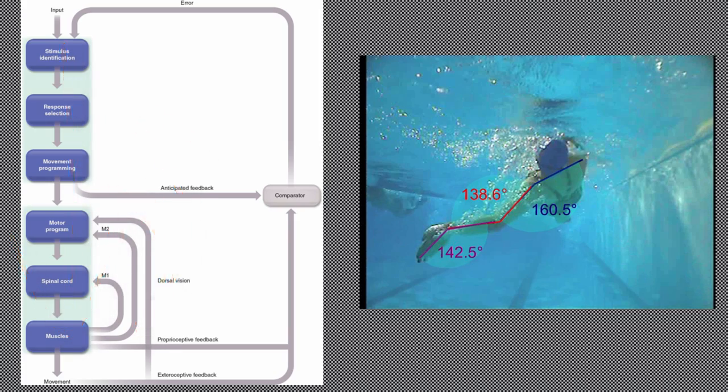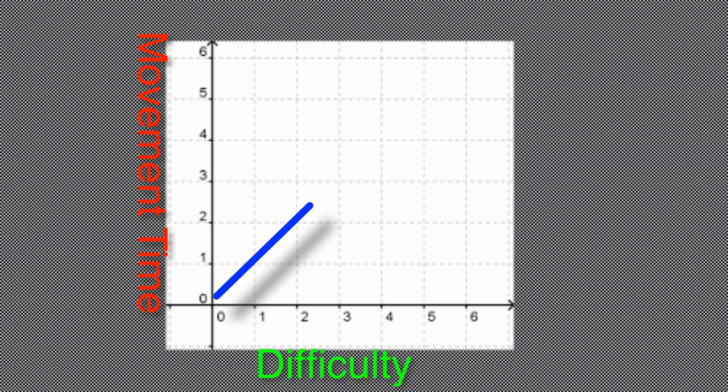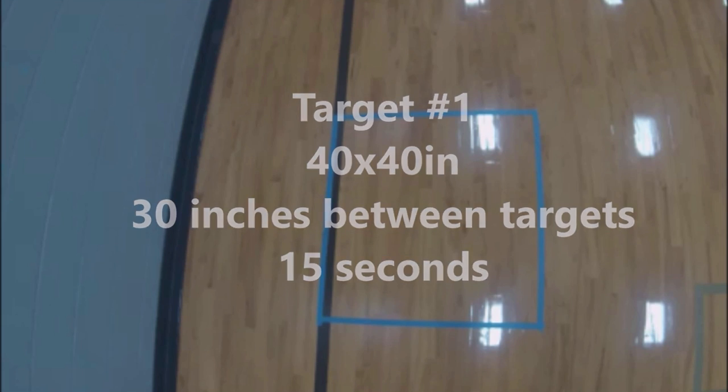So essentially, motion time is related to the index of difficulty. The more difficult the task, the longer the motion time. Let's take a look at how this happens almost naturally in most tasks.